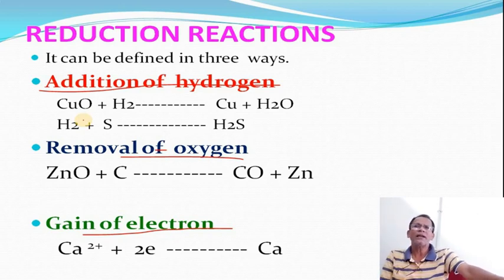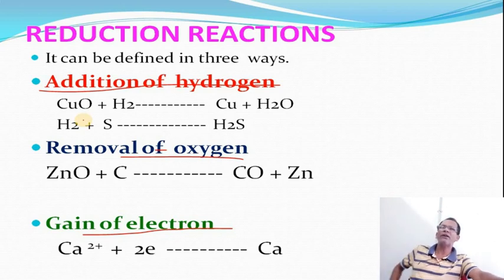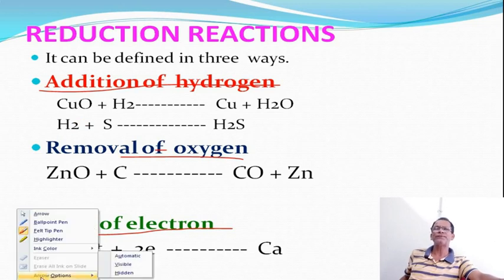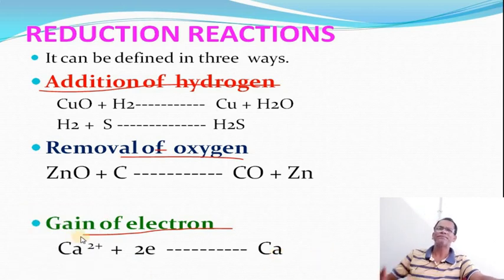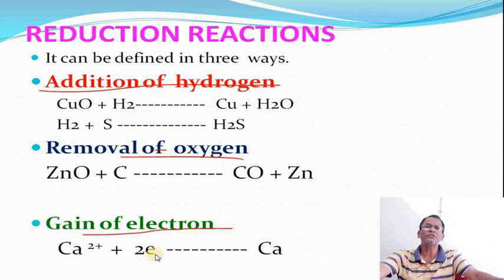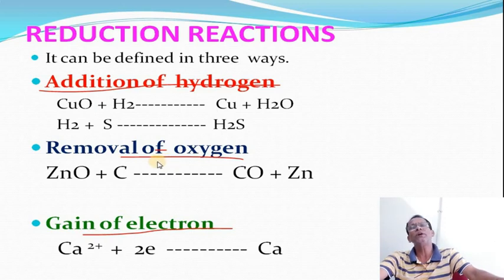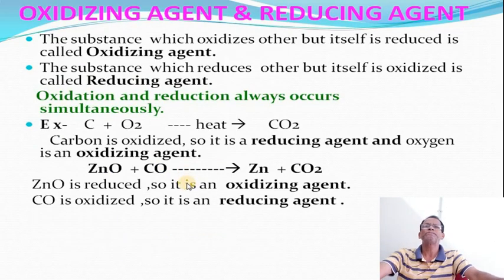Last one is gain of electron. Gain of electron means when a calcium ion takes 2 electrons, it converts to calcium. This is an example of reduction. Calcium takes 2 electrons, that's why 2 electrons are added to the calcium ion, converting it to calcium. It is an example of reduction reaction.